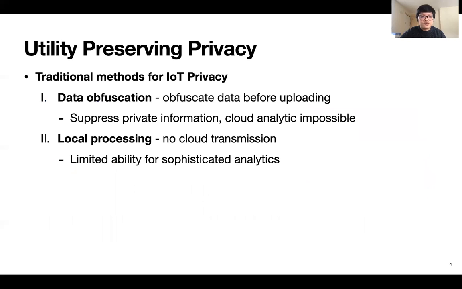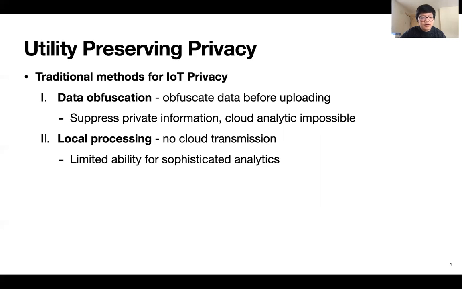So to protect us from privacy leakage, there are two traditional methods. The first one is data obfuscation or data masking. The idea is to modify the original data before upload it. To give you an example, if the indoor security camera blurs the image before sending it to the cloud, it can suppress private information, such as who is in the house. But at the same time, it also makes it difficult to differentiate between the residents and intruder.